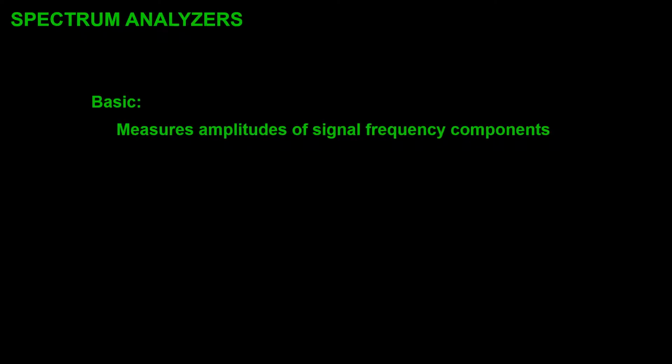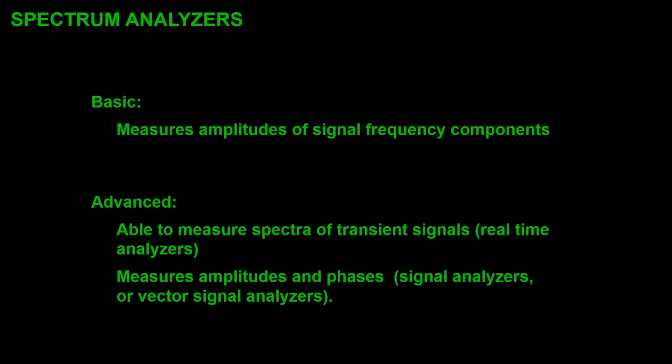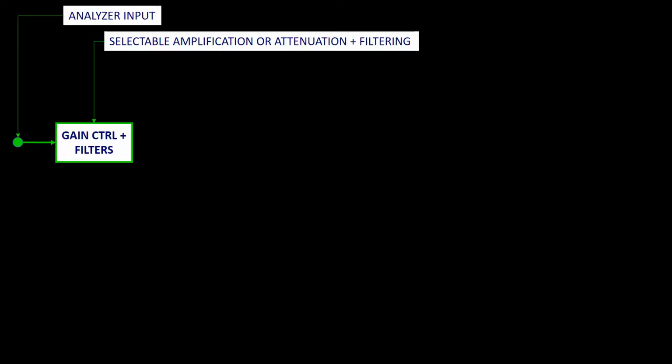Former analyzers were designed to measure steady-state or repetitive signals, but today you can find a family of instruments able to measure spectra of pulses and transients at very high speeds, as well as to provide information not only on the amplitude of the frequency components but also on the phase. The input stage of a typical spectrum analyzer is essentially a subsystem which contains user-selectable amplifiers and attenuators, as well as some filters.